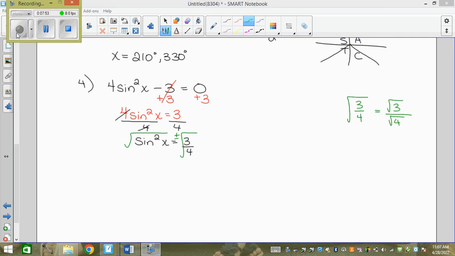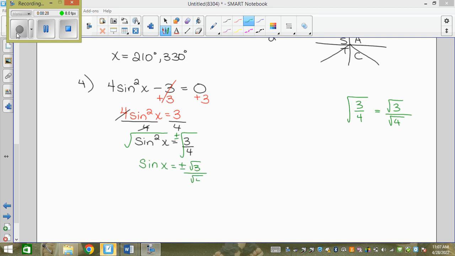So, when do you split a full radical up? You only split a full radical up into 2 radicals if one of them is a perfect square. So in this case, I'm going to split this up because the 4 is a perfect square. If both of them aren't perfect squares, if it's like 3 over 2, I would just leave it as a full radical and call it a day. But if one's a perfect square, I'm always going to split it. Now, I always get a plus or minus sign whenever you take the square root. So I'm going to get sine x equals plus or minus root 3 over root 4.